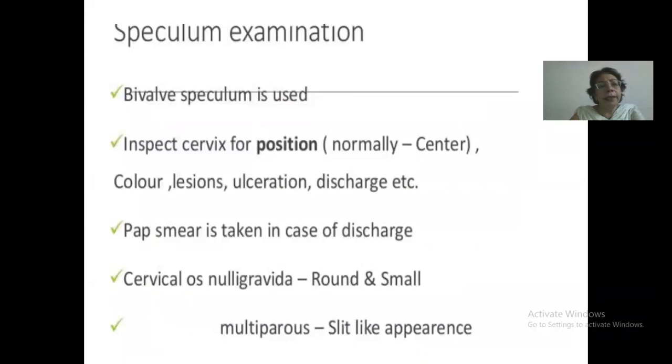After that, do a speculum examination. We use a bivalve speculum. Inspect cervix for position. You see whether it is central, color of the cervix, lesions, ulcerations, discharge. And we talked about the importance of the color of the cervix as an important sign of early pregnancy, and also the sign of pregnancy with the bluish discoloration of vagina, what we call as Jacquemin's sign. Now, pap smear is taken in case of discharge, and cervical os, that is nulligravida, it is round and small. In a multiparous, it is slit-like, dividing the os into anterior and posterior lip.